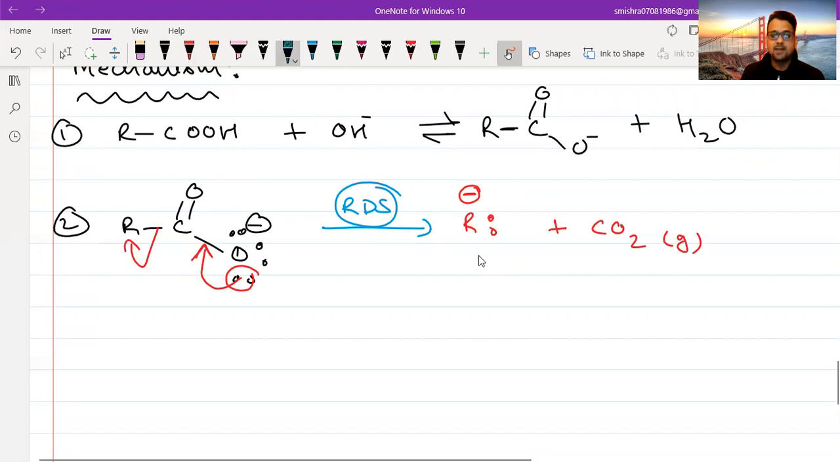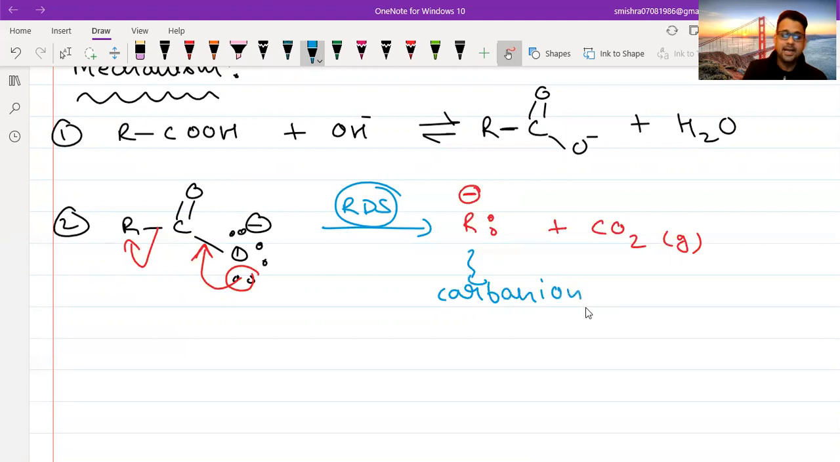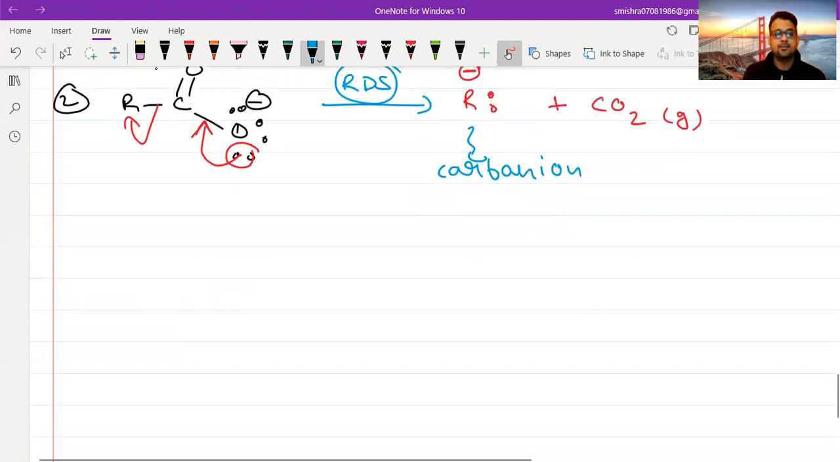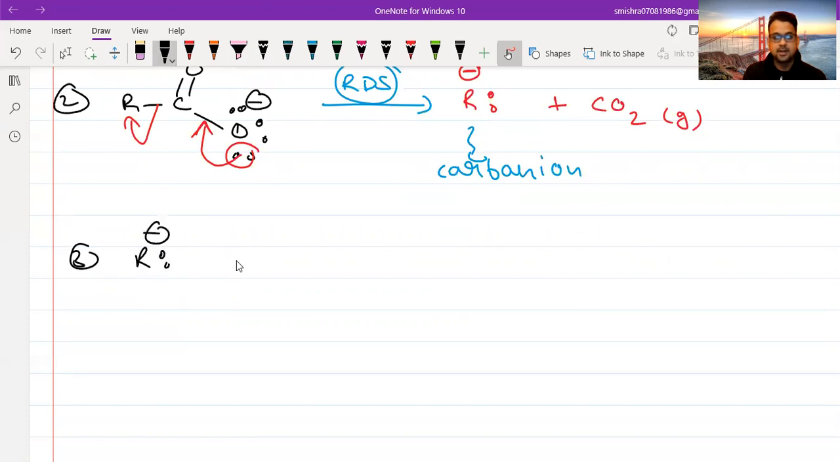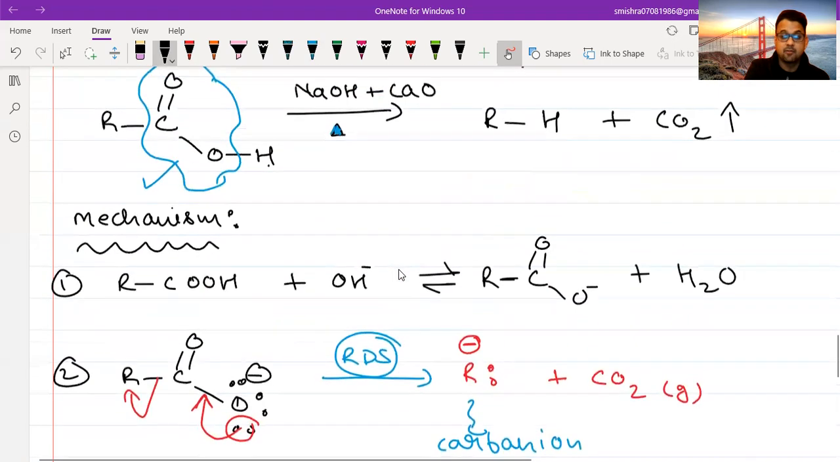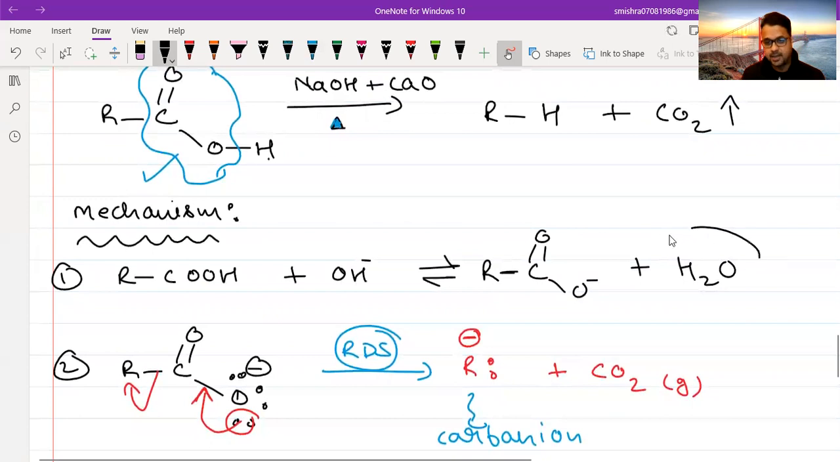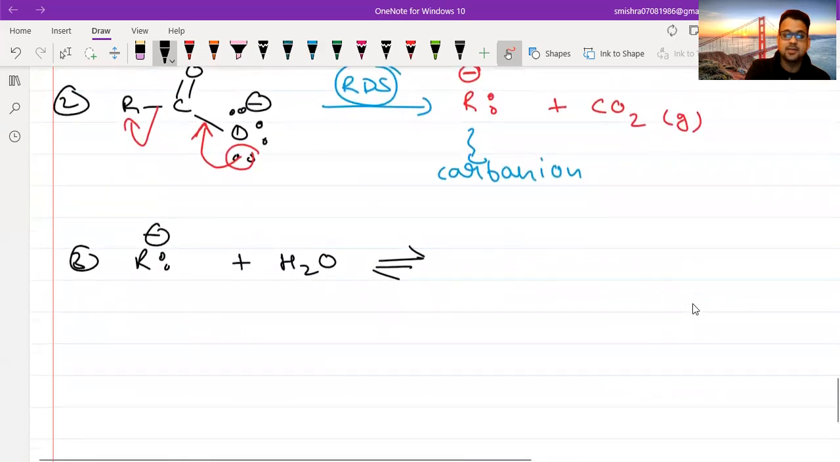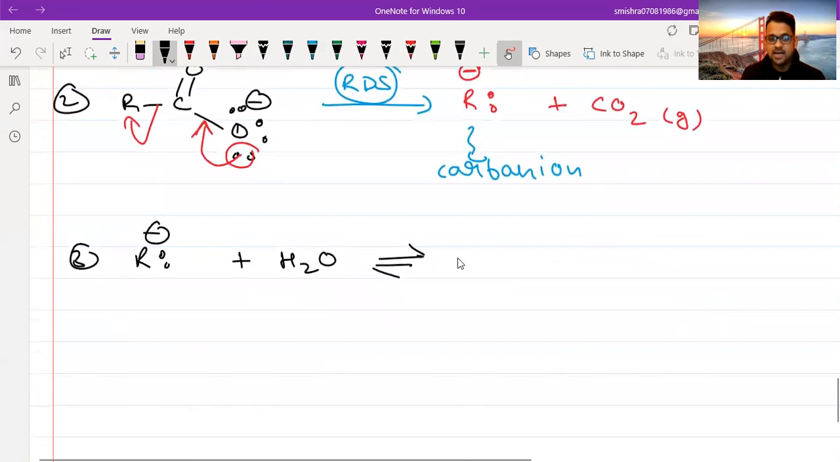R minus is your carbanion intermediate, right? And in the third and final step of the reaction, this R minus reacts with H2O, because H2O is present in the system. From where was H2O obtained? Here, in the first step we got H2O. So this R minus reacts with H2O and an acid-base reaction happens.